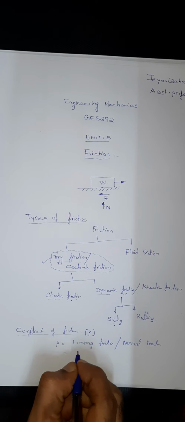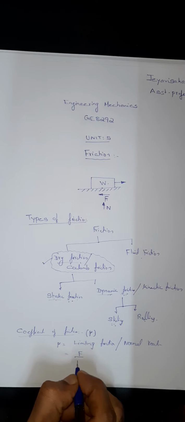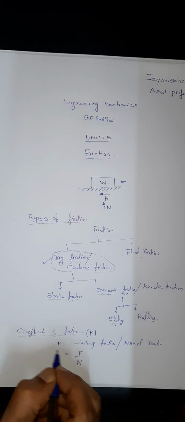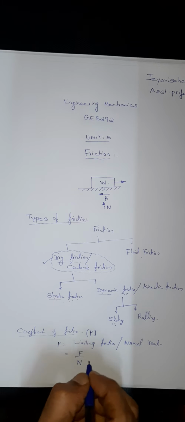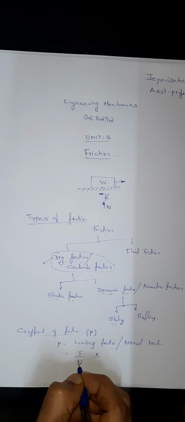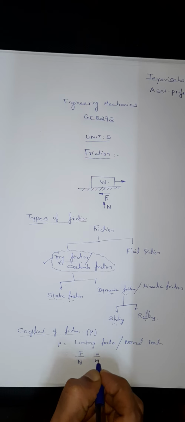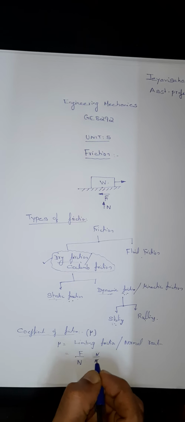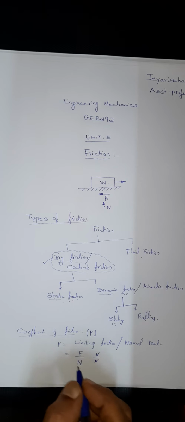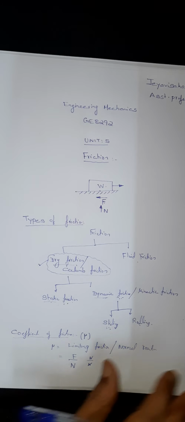So limiting friction can be represented by F and normal reaction can be represented by N. As it is a coefficient, it doesn't have any unit. The unit of friction is Newton and the unit of normal reaction is also Newton. So Newton gets cancelled. So this is a ratio. Therefore there won't be any unit as far as coefficient of friction is concerned, right?